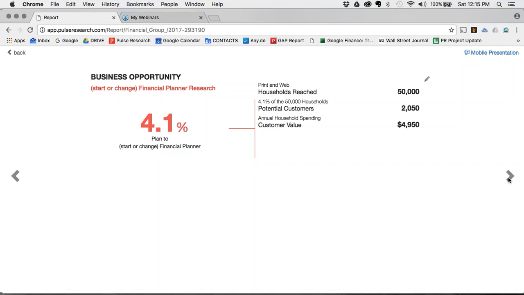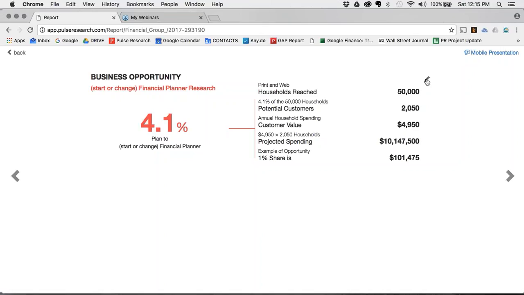That gets their attention. Pulse estimates the average household will invest about $5,000. How does that sound to you? Well, that sounds about right. Okay, so $5,000 each to 2,000 households who plan to change or get a new financial planner. That's over $10 million. Wow, they say. And look at this. Just a 1% share is over $100,000.